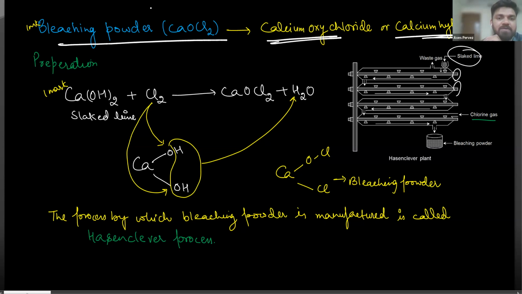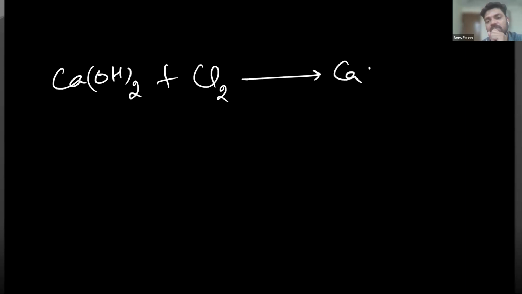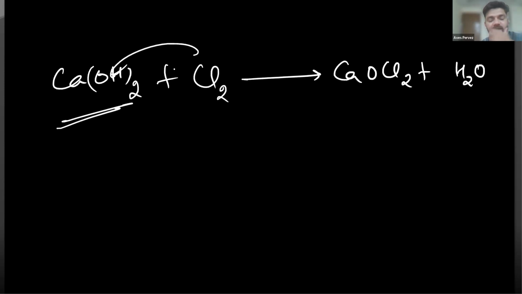Okay, and how is it prepared? It is prepared when slaked lime, calcium hydroxide, is treated with chlorine gas. Chlorine gas is passed through this, and it gives calcium oxychloride plus water. What would happen when this calcium oxychloride reacts with this? Sorry, slaked lime.